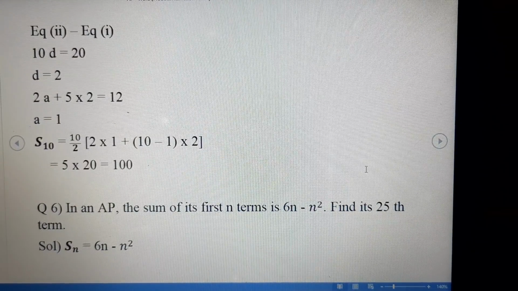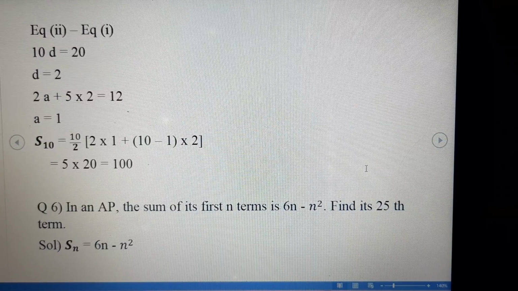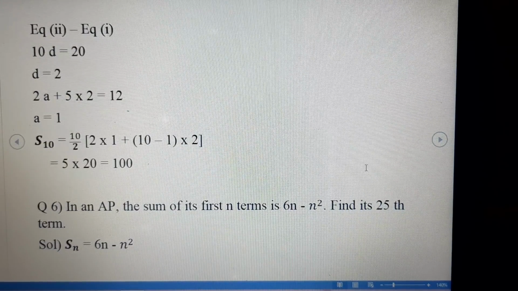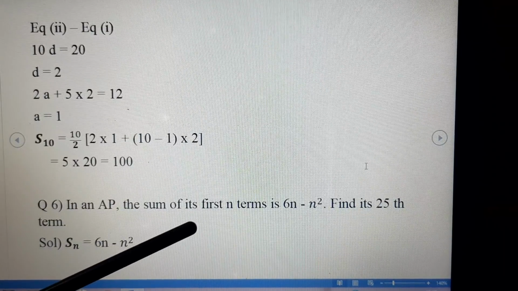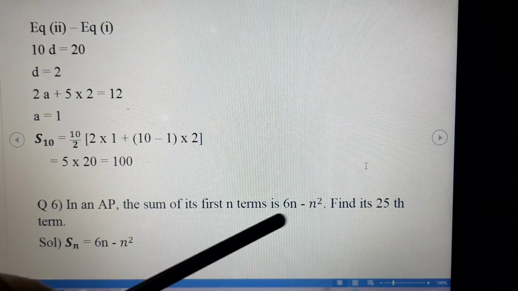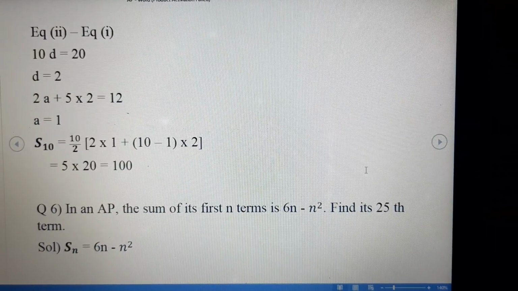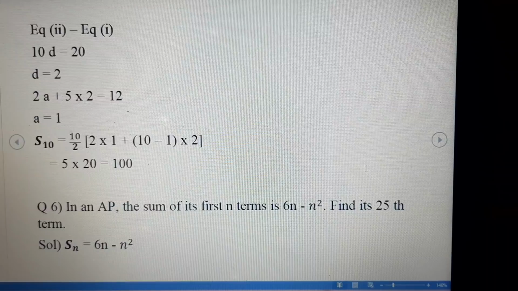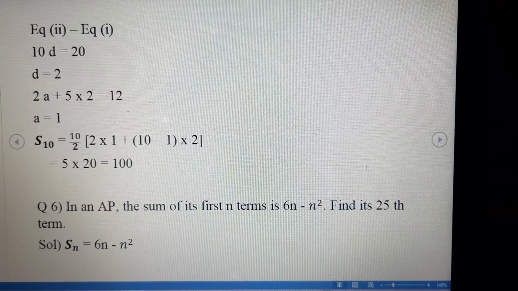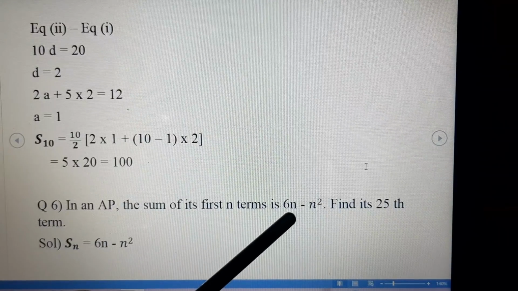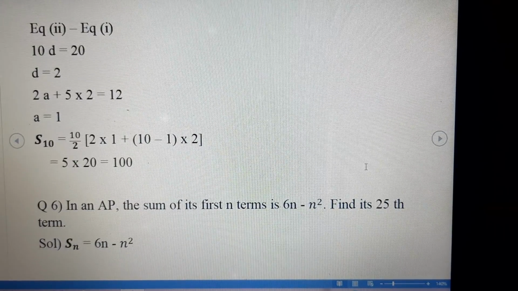One very interesting question. In an AP, the sum of its first n terms is 6n minus n square. Sum of n terms, Sn, is 6n minus n square. So generally we use Sn is equal to n upon 2, 2a plus n minus 1 into d, but we are not supposed to use that because here it is given that Sn is equal to 6n minus n square.